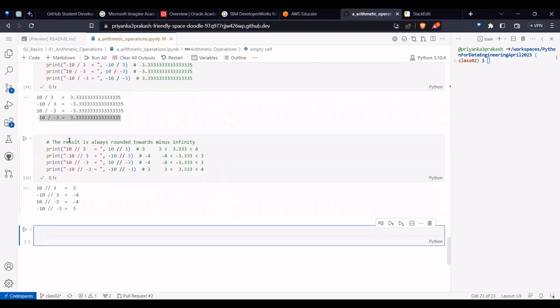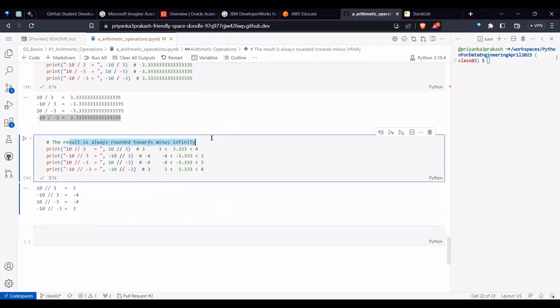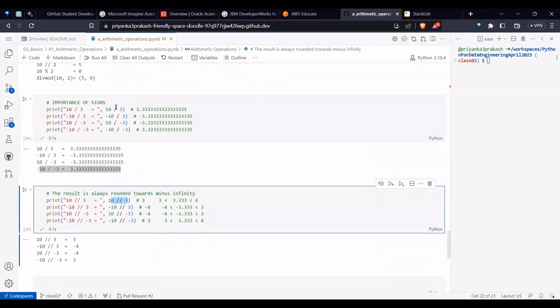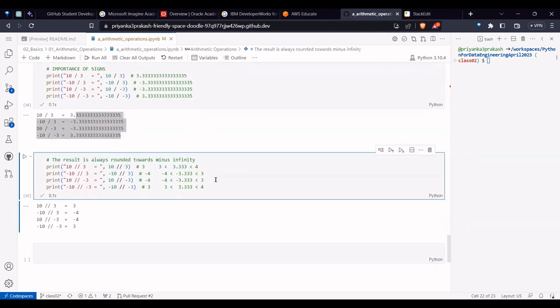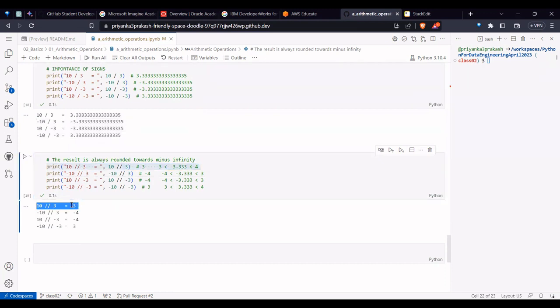So the result will always round towards minus infinity. Meaning, when I did an ordinary division, what happened? You got the same result, but the sign will be positive or negative based upon the numerator and denominator. In the same fashion, here also the same thing happens, where as both are positive, you get the positive result as it is.